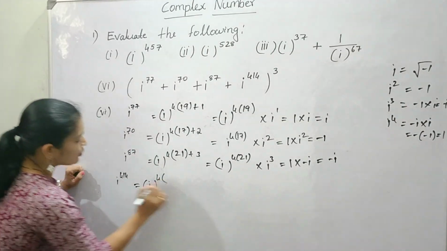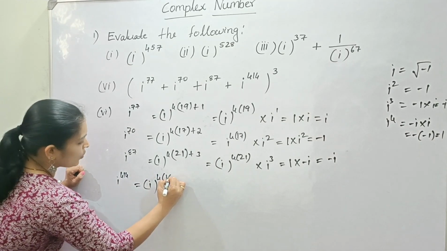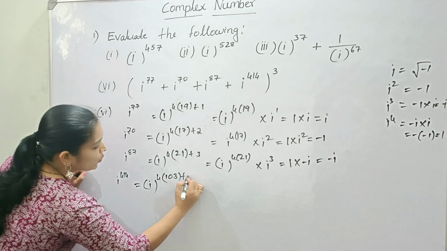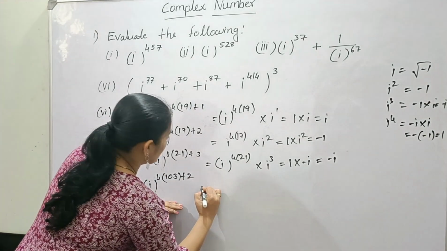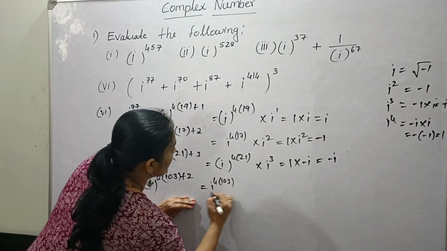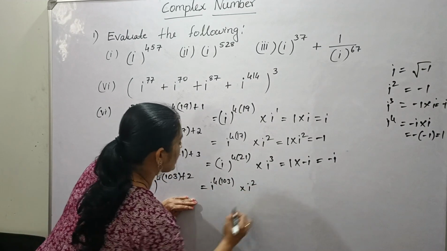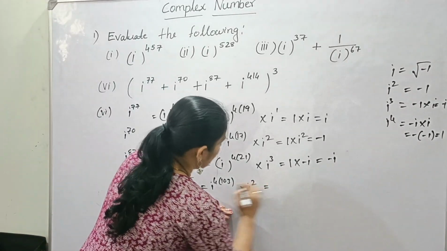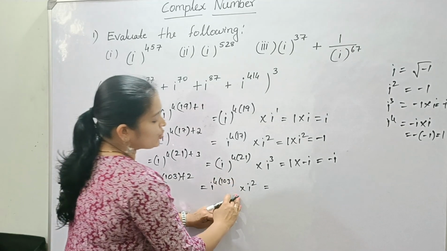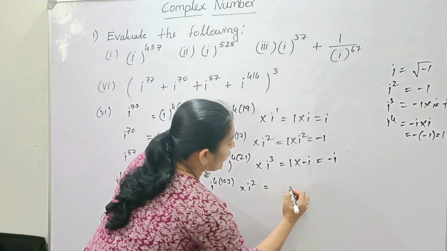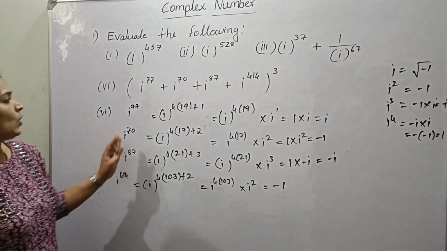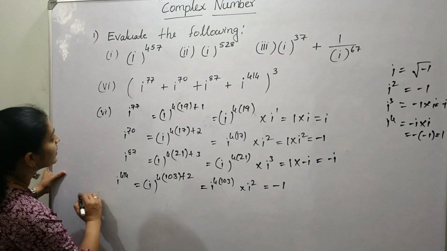i raised to 4 into, 4 1s are 4, remainder 0. Next 4 3s are 12, remainder 2. That is equal to i raised to 4 into 103 into i square, that is equal to i raised to 4 is 1, so 1 raised to 103 is 1, into i square value is minus 1, so 1 into minus 1, minus 1. Okay, now let us find this value.